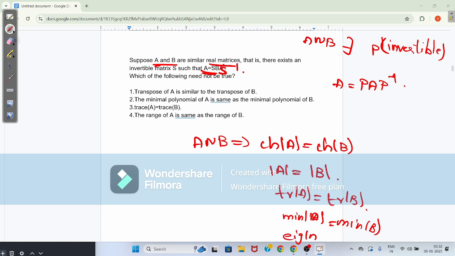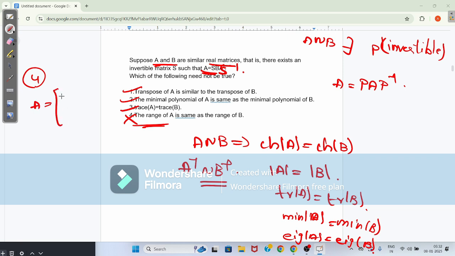Eigenvalue of A is equals to eigenvalue of B here. If A is similar to B, it means A transpose is also similar to B transpose here. So transpose of A is similar to B transpose, this is a correct statement. Minimal polynomial of A, this is also a correct statement. Option 4 is the wrong option here. Consider checking the value of 4 here.